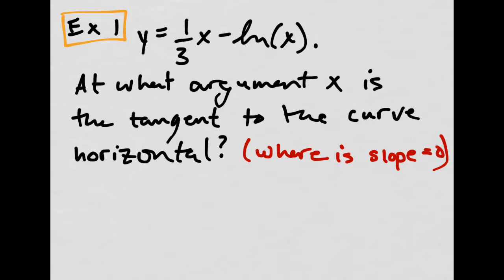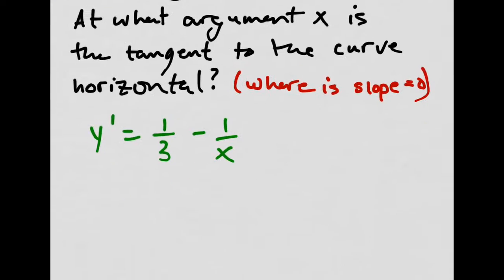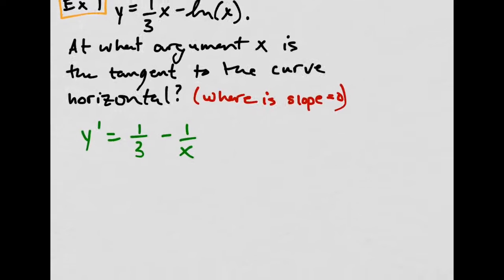y prime then is, we could use the power rule for this. Remember, anytime you just have a coefficient in front of a regular x, this just becomes 1/3, right? Because you bring down the 1, 1 times 1/3 is 1/3, and then you do 1 minus 1, that's x to the 0, which is just 1, so the x goes away. And then the derivative of the natural log, well, I have to have the minus there, is just 1 over x. Okay, that's easy enough.